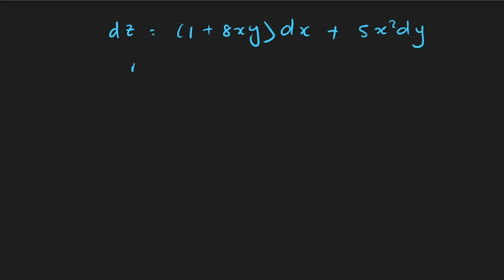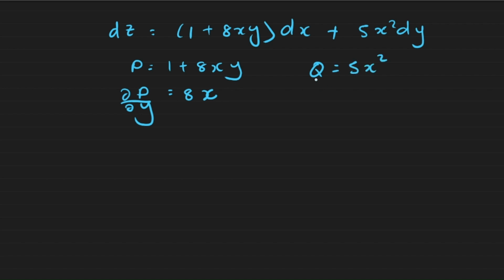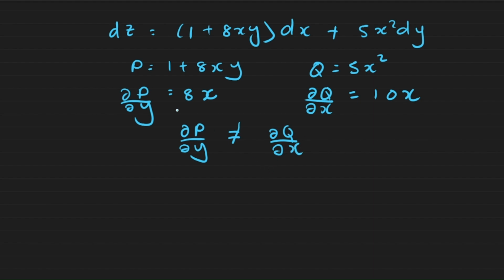So one last example. We have dz equal to (1 plus 8xy) dx plus 5x squared dy. As before, we let P equal to 1 plus 8xy. We find the derivative of P with respect to y. That simply gives us 8x. Then we let Q equal to 5x squared, and then we find the derivative of Q with respect to x. And this gives us 10x. So what do we see? We see that dP/dy is not equal to dQ/dx. So therefore, dz is not an exact differential and therefore cannot be integrated.